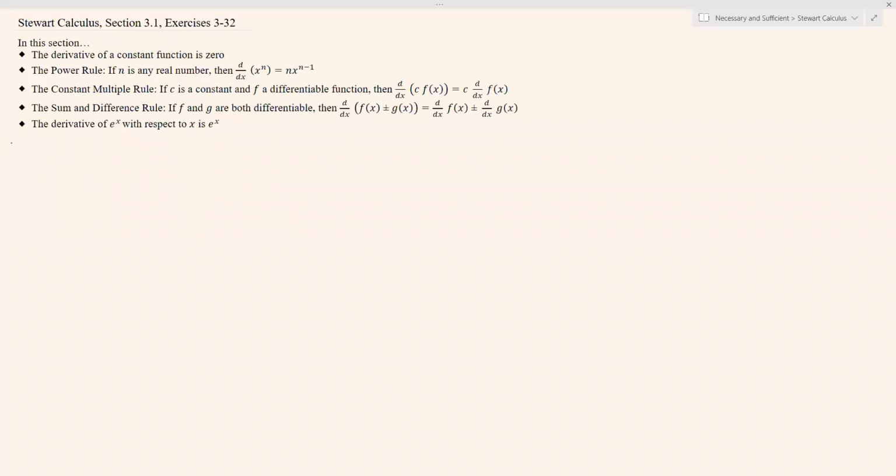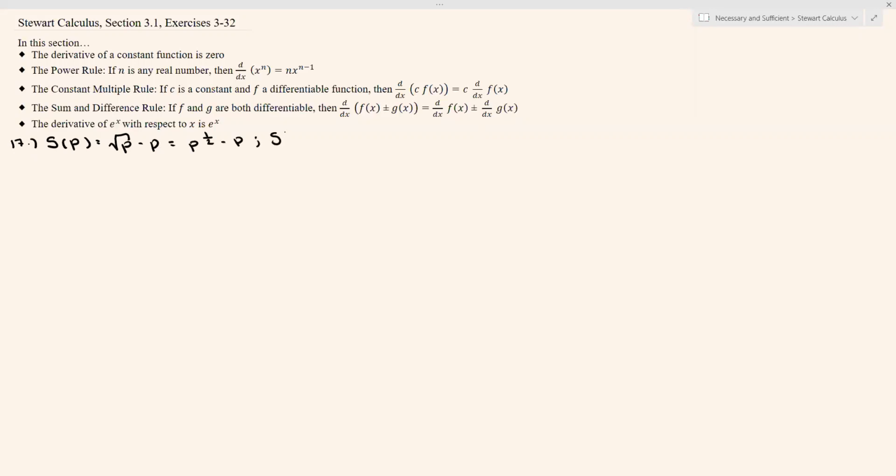Let's try now problem 17. 17 is asking us to find the derivative of s of p equal to the square root of p minus p. And like always, I'm going to rewrite the root so that I have p to the 1/2 minus p.